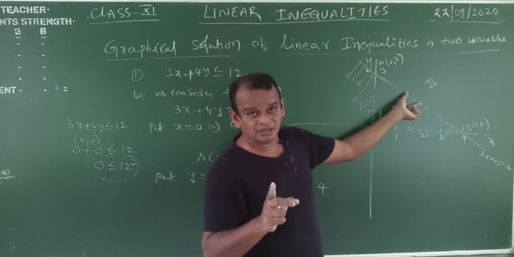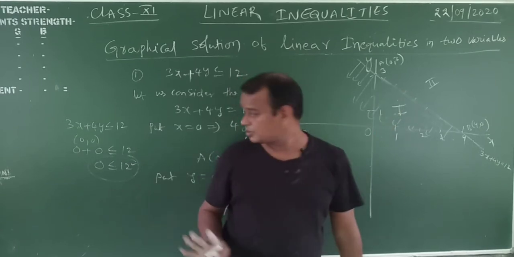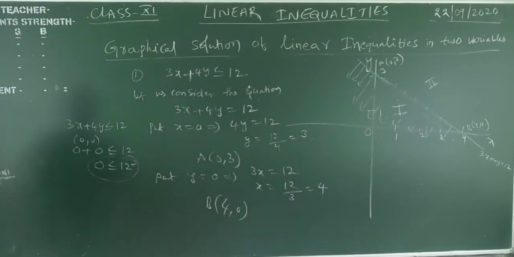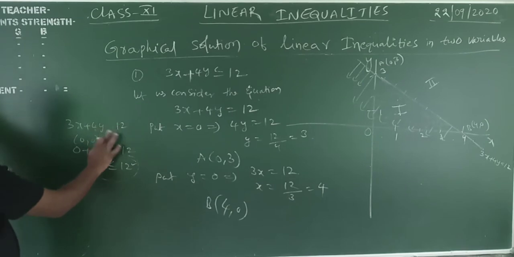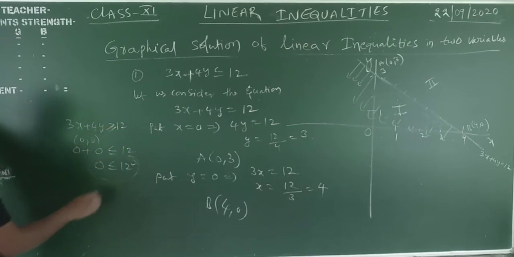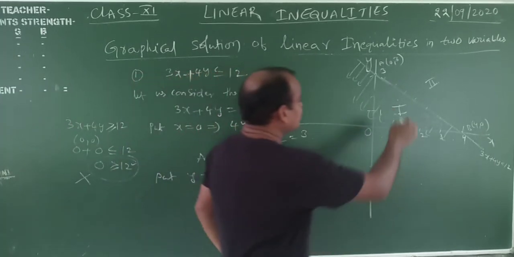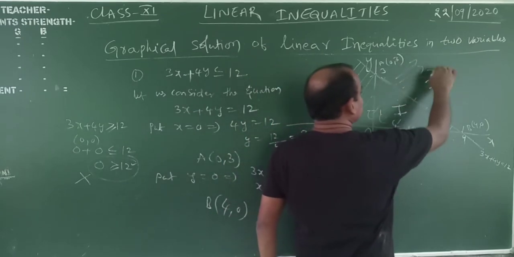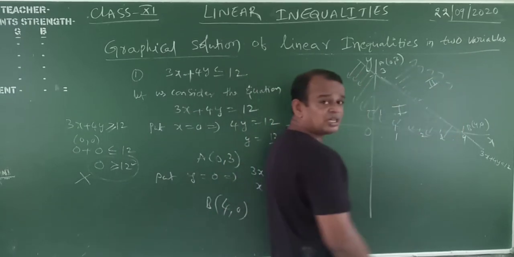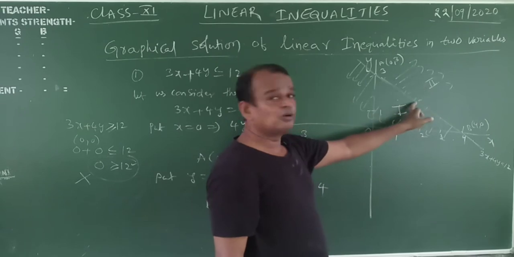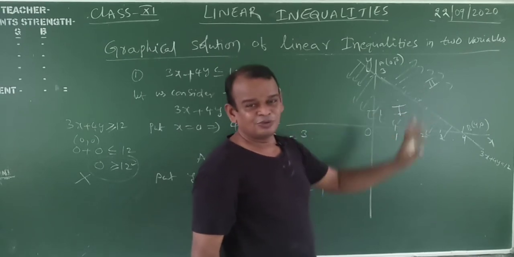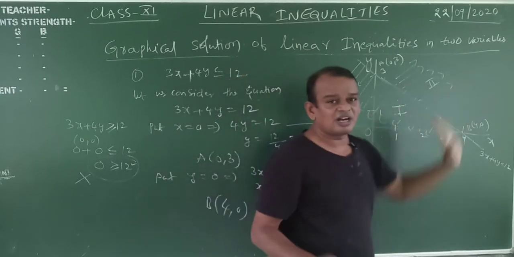Suppose in the same problem, greater than is there. What happens? 0 greater than or equal to 1. Is the condition satisfied? Not satisfied. Condition not satisfied means above the origin. Above the origin means here. Suppose that; what is the solution? Only region 2, not including the line. Only this region, not including the line.